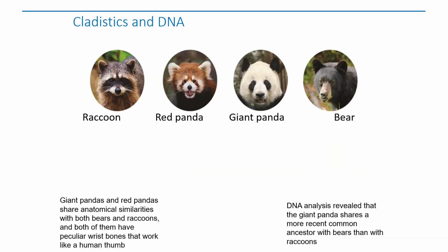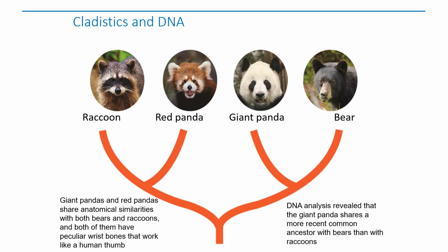So next we're going to look at cladistics and these particular organisms. Again, looking at the DNA, the giant panda is actually more closely related to the bear, and the red panda is more closely related to the raccoon. So giant pandas and red pandas share a lot of anatomical similarities with both the bears and the raccoons, and both of these are going to have specific wrist bones that work like a human thumb. But after looking at the DNA, the giant panda is going to share more in common with the bear and have a more recent common ancestor with the bear than it would the raccoon.